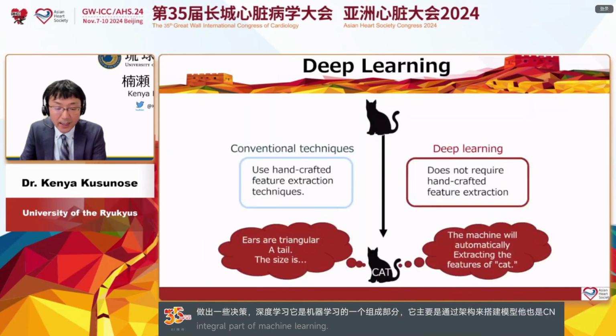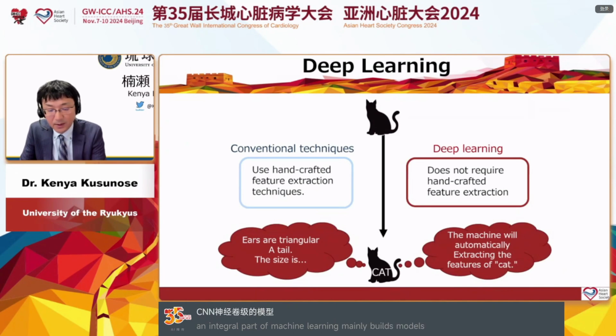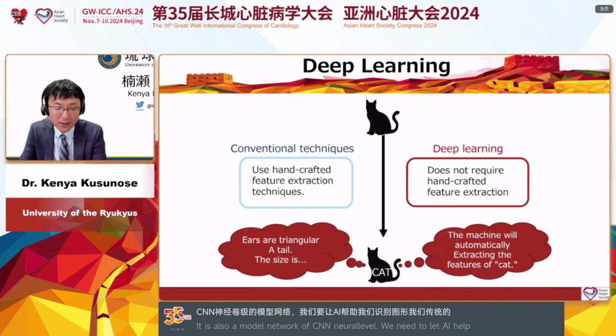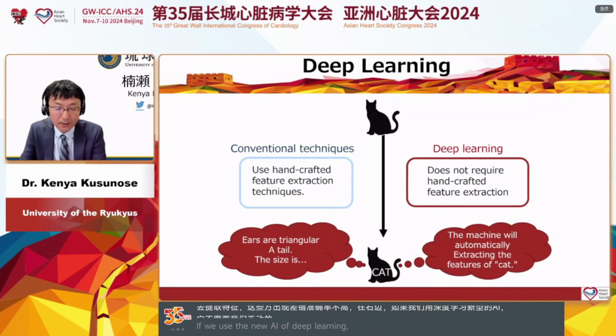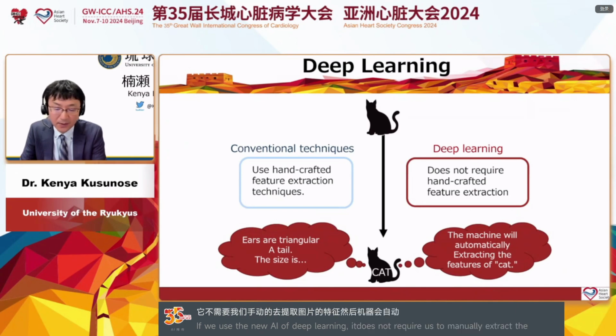When we train AI to recognize images, conventional AI needs an expert to check the points of interest and extract features. This method sometimes makes some errors. On the other hand, deep learning, a new type of AI, does not require the knowledge of an expert and handcrafted feature extraction. The machine automatically extracts and learns the features, resulting in much higher accuracy.